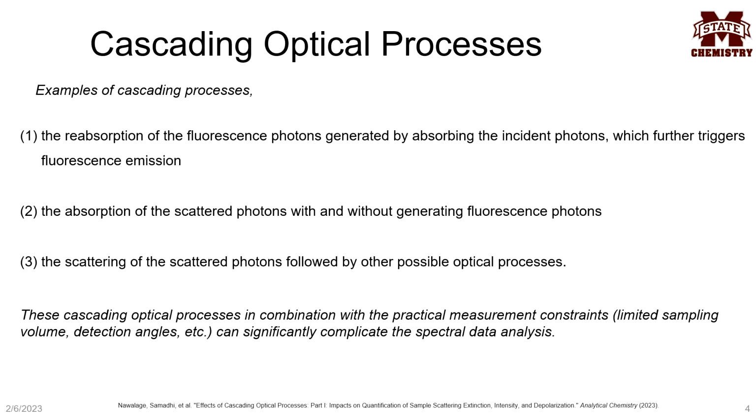Numerous cascading processes can be imagined for photonically active nanoscale or larger materials, many of which are simultaneous scatterers, absorbers, and emitters. Examples of cascading processes include the reabsorption of the fluorescence photons generated by absorbing the incident photons, which further triggers fluorescence emission, the absorption of the scattered photons with and without generating fluorescence photons, and the scattering of the scattered photons, followed by other possible optical processes. Those cascading optical processes, in combination with the practical measurement constraints such as limited sampling volume, detection angles, etc., can significantly complicate spectral data analysis.